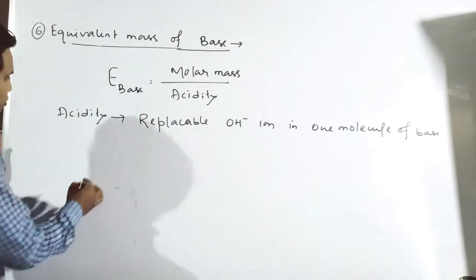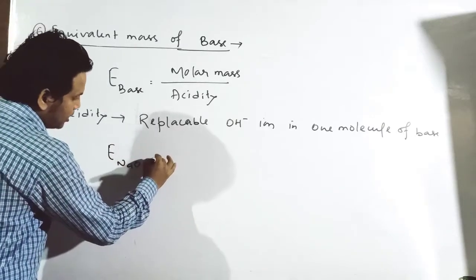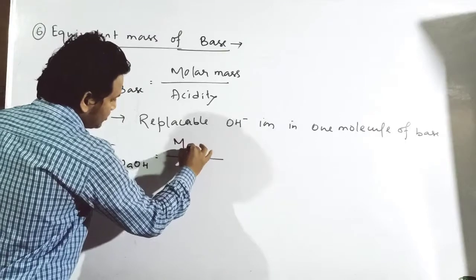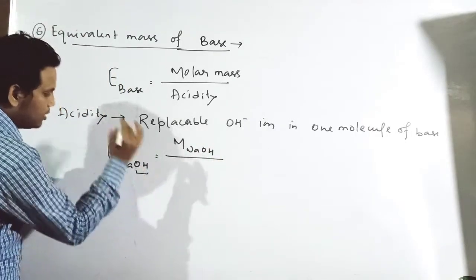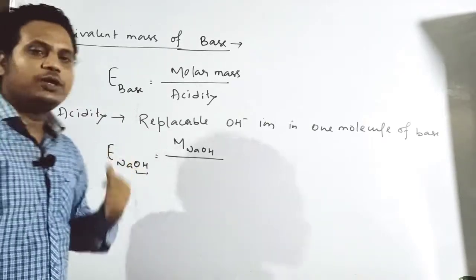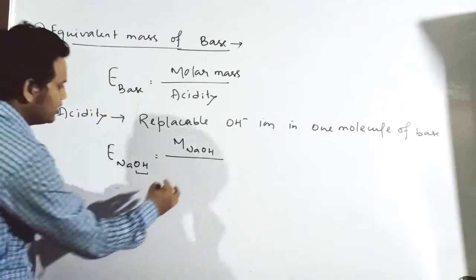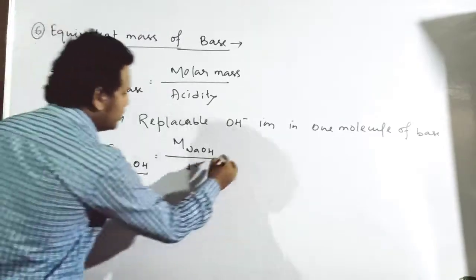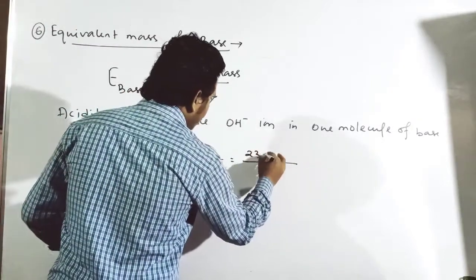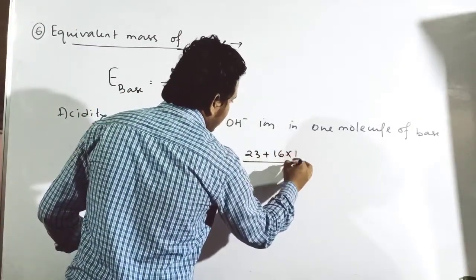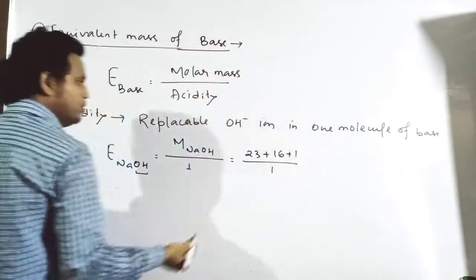Okay, let us check. What will be the equivalent mass of sodium hydroxide? Its molar mass divided by replaceable hydroxyl ion. So in sodium hydroxide there is only one replaceable hydroxyl ion, so molar mass by 1. And molar mass you can easily find: sodium 23, oxygen 16, hydrogen 1, by 1.